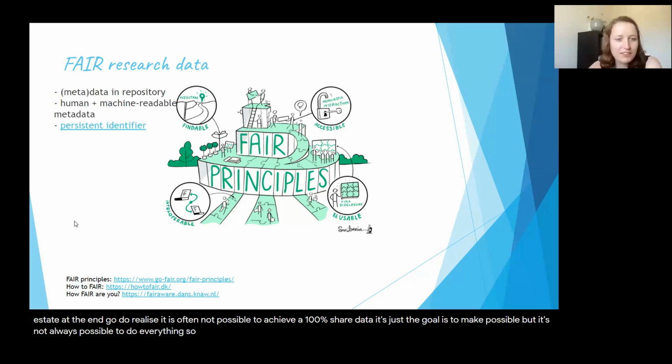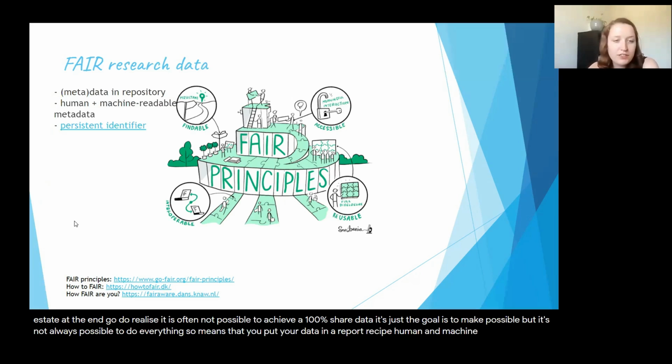So, findable in practice is a bit more complicated than I'm putting on this slide. But in practice, FAIR means that you put your data in a repository. And if you cannot share your data, you can at least share your metadata, which I'll explain soon. And in the repository, there should be human and machine readable metadata, which will often be taken care of by the repository itself, so you won't have to think about that yourself.